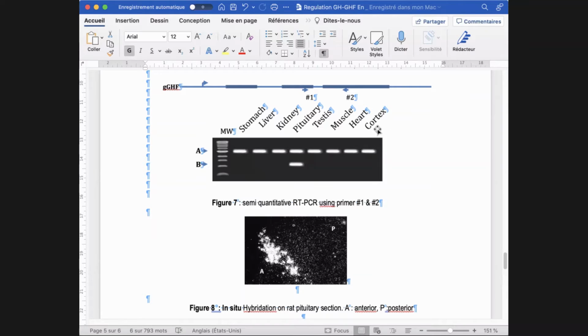So what kind of conclusion can you draw from here? If I ask you the question, in which tissue is GHF, the transcription factor, expressed? In the pituitary. It's in the pituitary, okay? You have a signal only in the pituitary. So does it make sense?